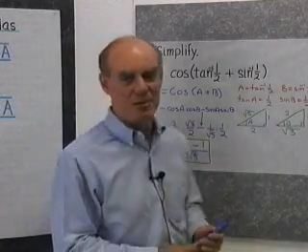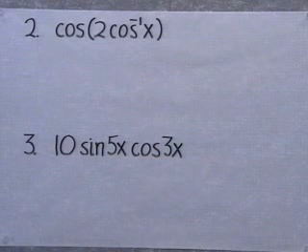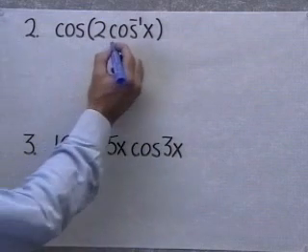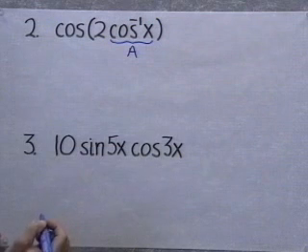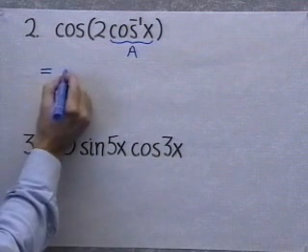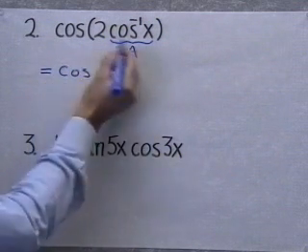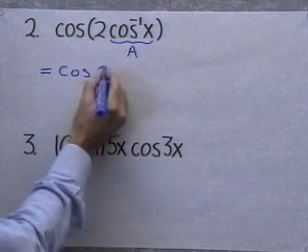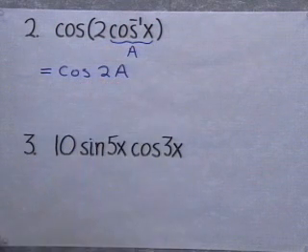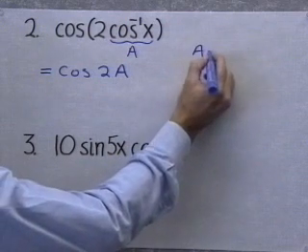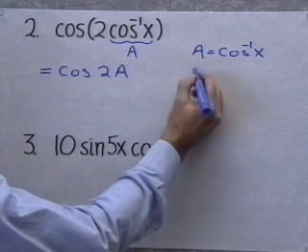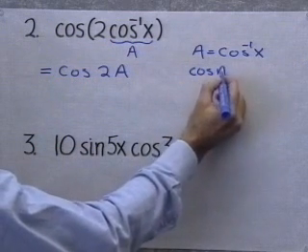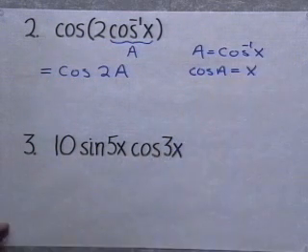Let's go now and look at our second problem. I have cosine of 2 inverse cosine x. Now remember, this is an angle, so I'm just going to call it angle A. That means I can rewrite this expression as cosine of 2A, where A is equal to inverse cosine of x, which means that the cosine of A is equal to x.